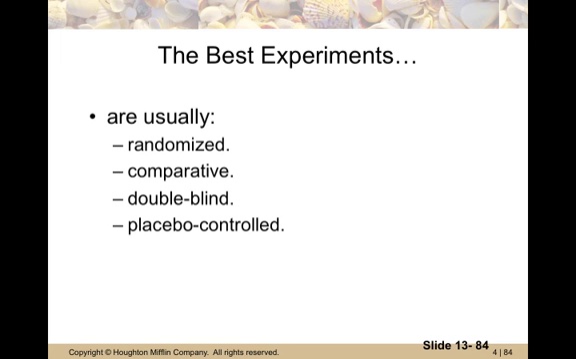The best experiments are usually randomized, comparative, double-blind, and placebo-controlled. So there's random assignment of subjects to treatments. They're comparative. There's at least two groups, at least a control group and a treatment group. In that control group, you may also have the placebo-controlled aspect of it, where the treatment is placebo.